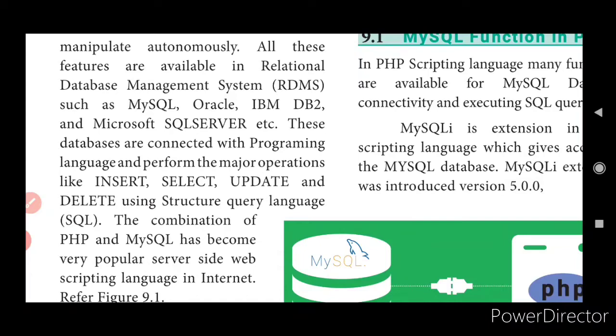We already dealt with it, right? So insert into table name, select star from table, update database, delete a table. All these operations we saw in our DBMS third lesson. I believe you would have revised it.